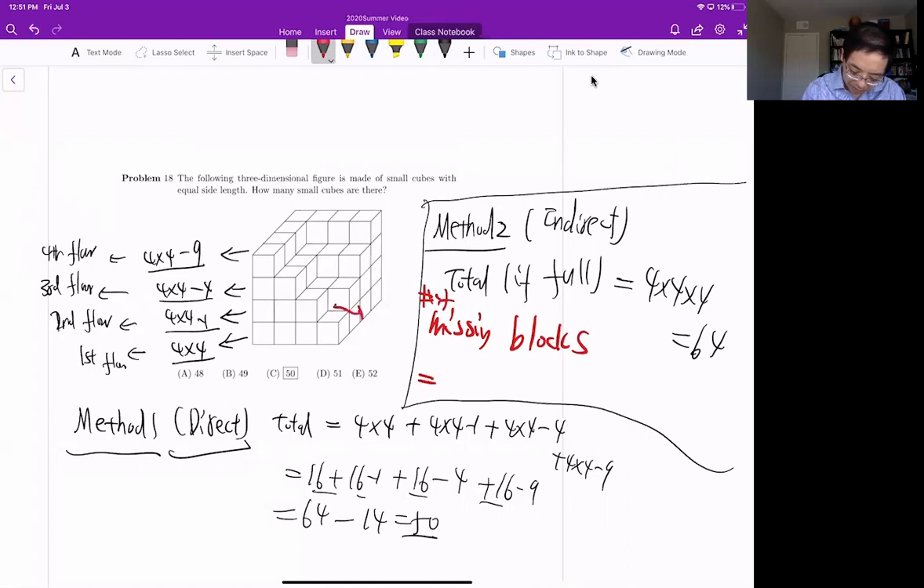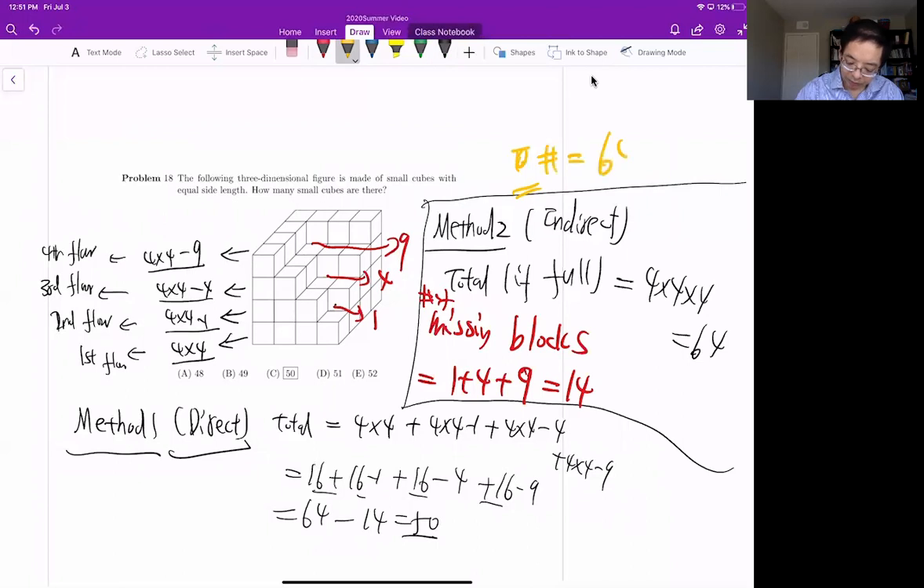So here you're missing 1. And this you miss 4, and this layer you miss 9. Okay, so it's 1 plus 4 plus 9, right? So that is 14. Okay, so therefore, the number equals the total 64 minus those missing ones, 14, which is 50, right? We just get the same answer. All right.